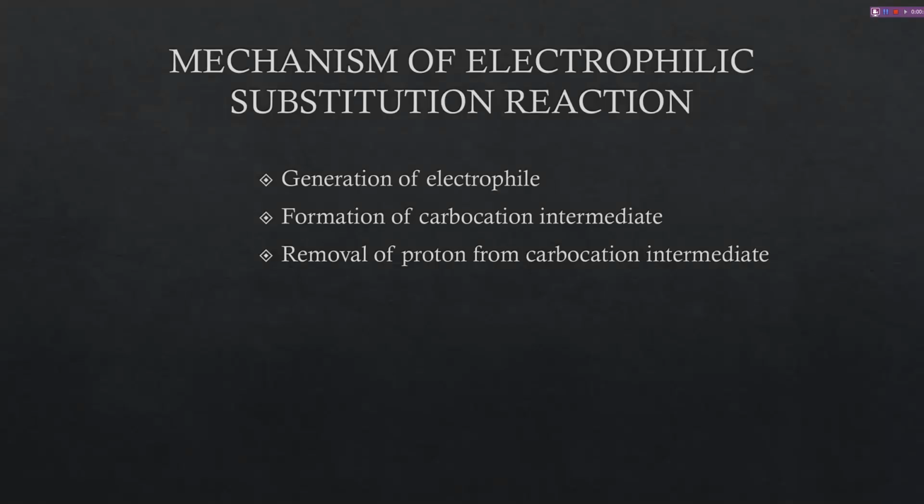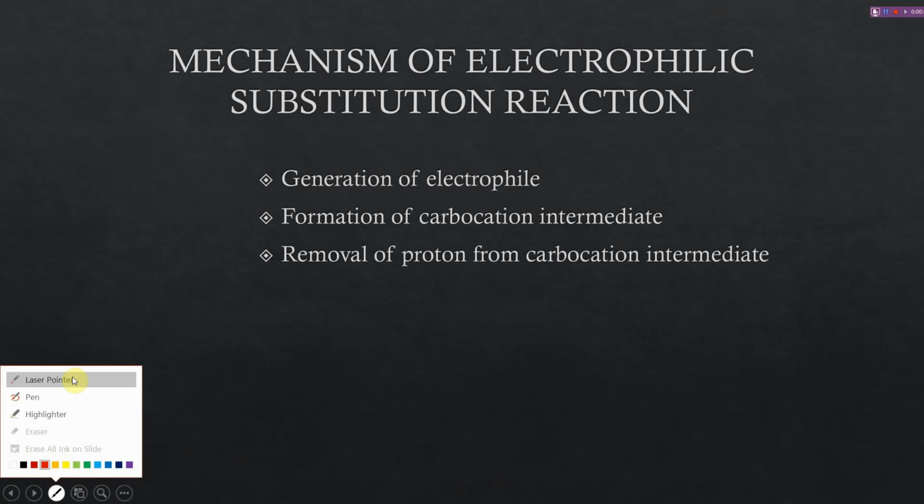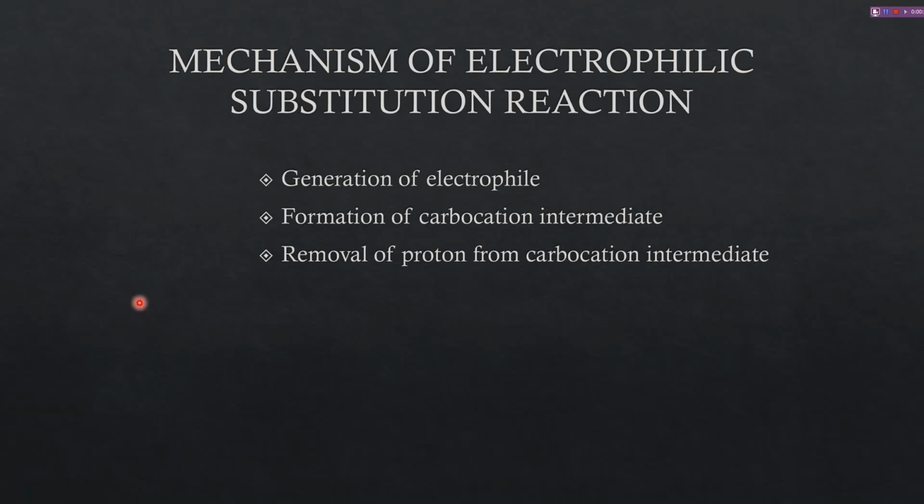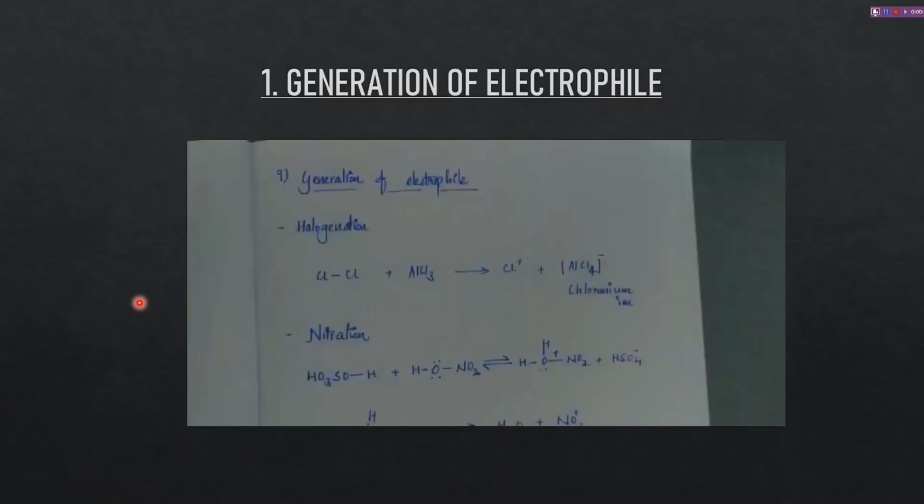So in this session, we are going to complete the class 11th organic chemistry chapter, the hydrocarbons. We have already completed three-fourths of the chapter and now we are going to look into the rest of the portions. The first topic is the mechanism of electrophilic substitution reaction. There are three steps in the mechanism: generation of electrophile, formation of carbocation intermediate, and removal of proton from carbocation intermediate.